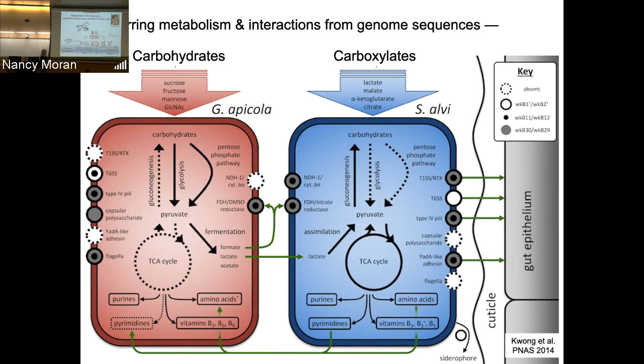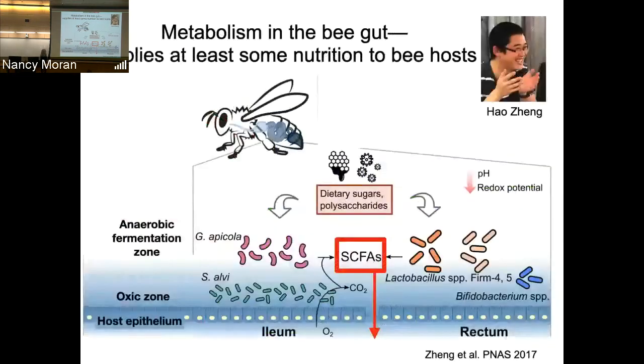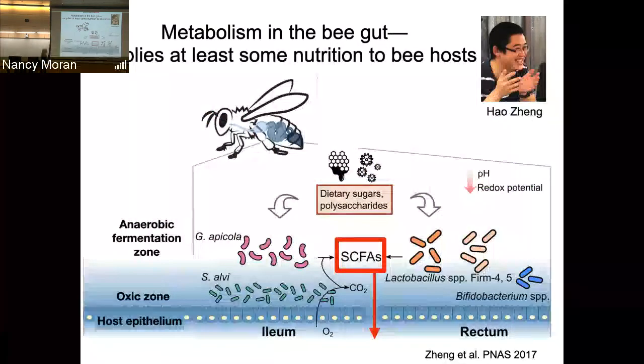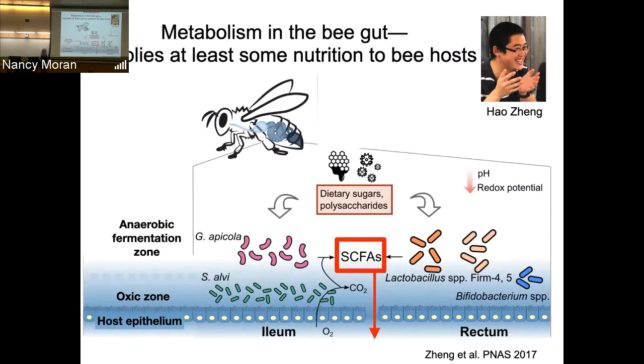Basically you have your host epithelium. There's an oxic zone there from the host cell, so there's some oxygen. But Snodgrassella's metabolism is basically sucking up the oxygen, creating this anaerobic zone. So the germ-free bees don't have an anaerobic zone, whereas the normal microbiota, they do. And then it's leading to all this fermentation.